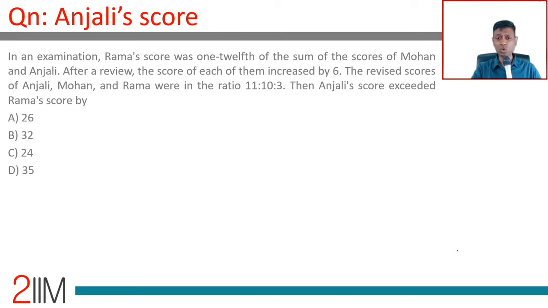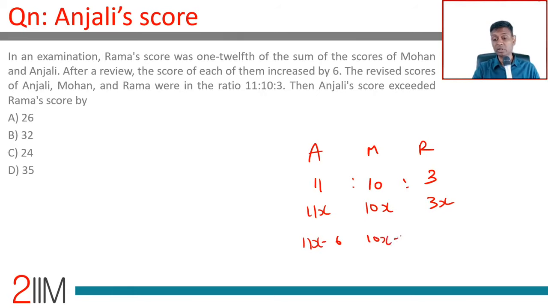In an examination, Rama's score was 1/12 the sum of the scores of Mohan and Anjali. After a review, the score of each of them increased by 6. The revised scores of Anjali, Mohan and Rama were in the ratio 11:10:3. Whenever a ratio is given, simple idea, start your variable from that point. So let's say their scores after review were 11x, 10x and 3x. Each of them has got 6 more. So before that, it could have been 11x minus 6, 10x minus 6, 3x minus 6.